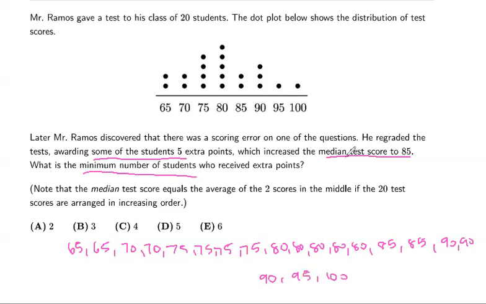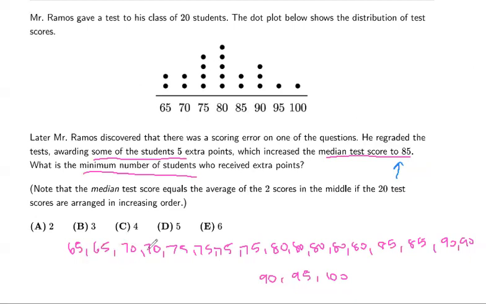So we are told there are 20 test scores, and then some of them will receive an extra 5 points. What we want is the minimum number of students who are going to receive that. Okay. So since we have 20, if you take a look at the middle two numbers, because the median will be 85, you can just subtract 2 from 20, which is 18. So the first 9 and the last 9 will not be our median.